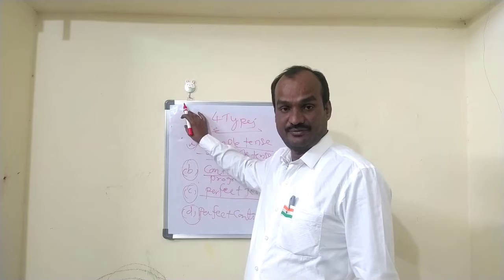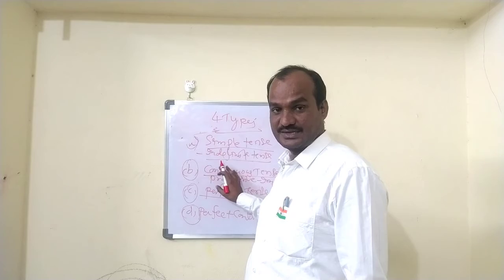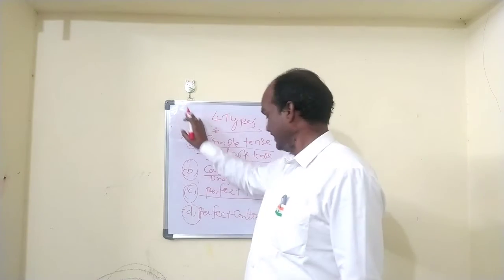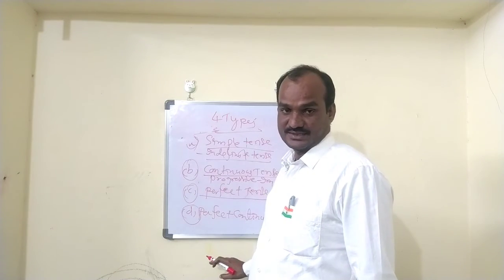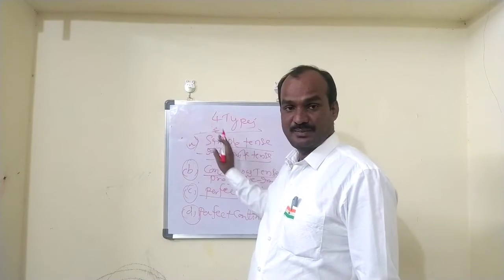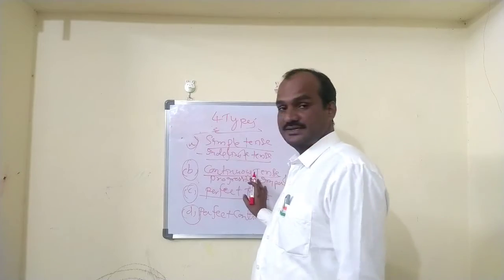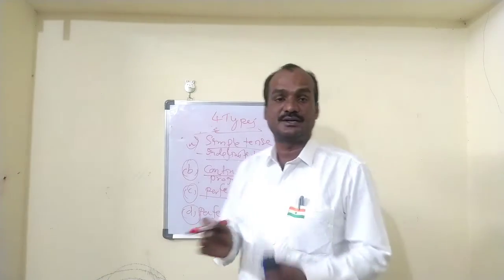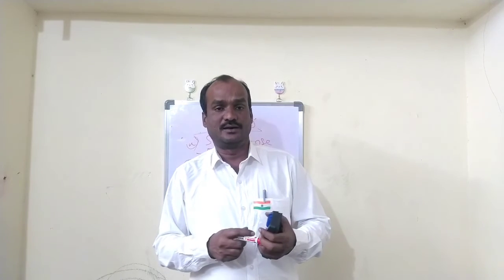If you take present tense: present simple or present indefinite tense, present continuous or present progressive or present imperfect tense, present perfect tense, and present perfect continuous tense, right? If you take past tense: past simple or past indefinite, past continuous or past progressive or past imperfect, past perfect tense, and past perfect continuous tense. So this is the classification of tenses. We need to know it. Later we'll move on to the structures and the uses of every tense.